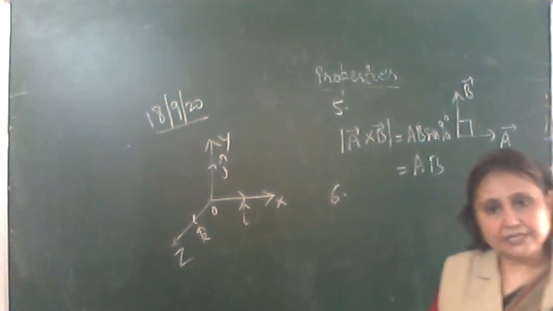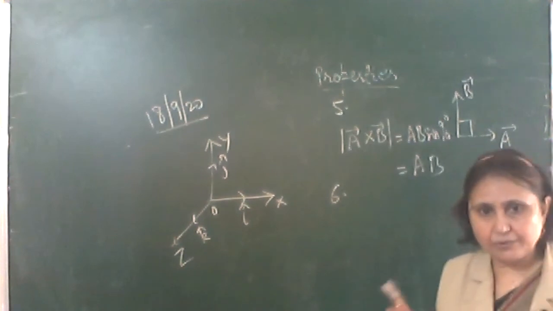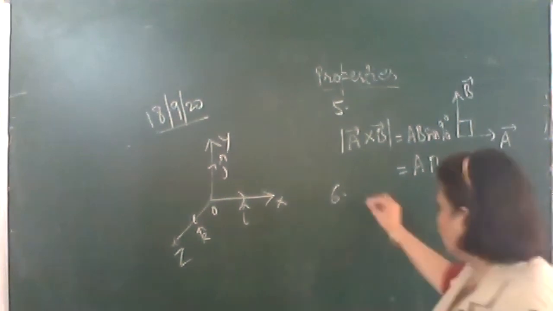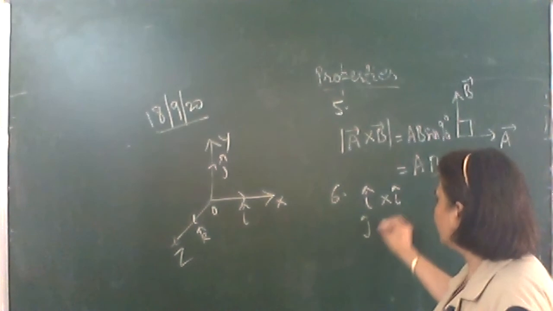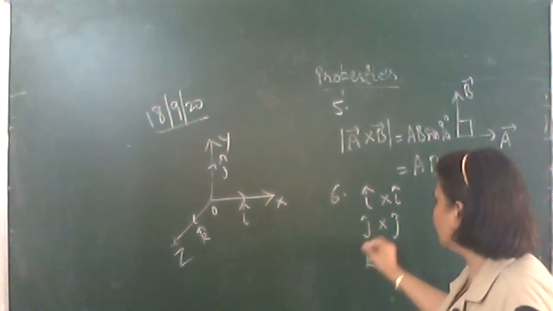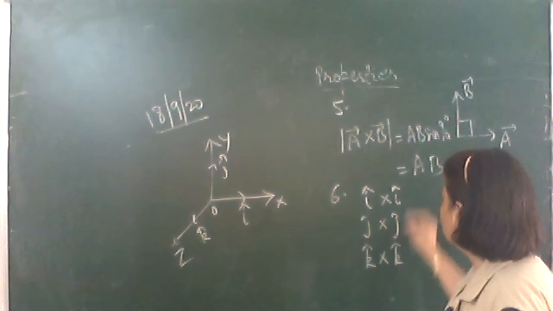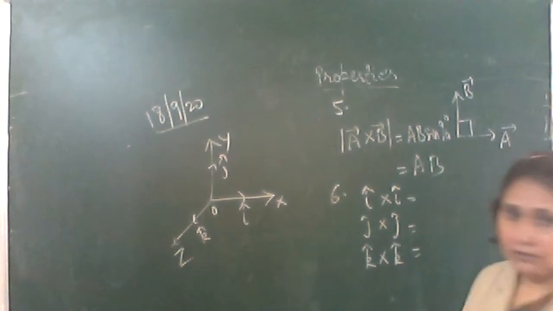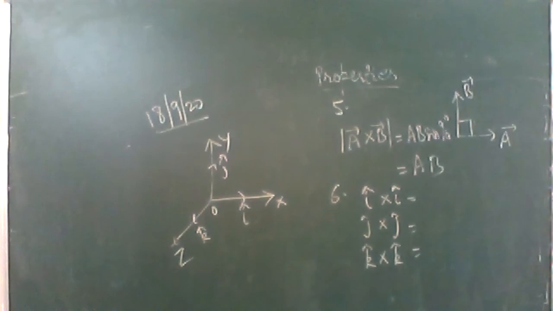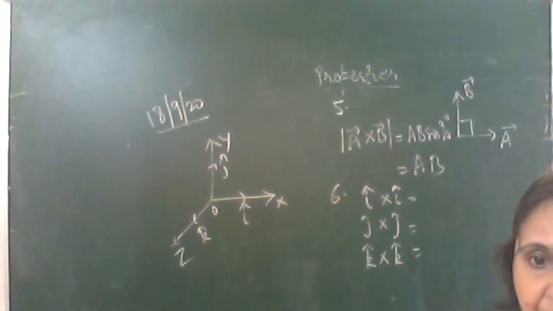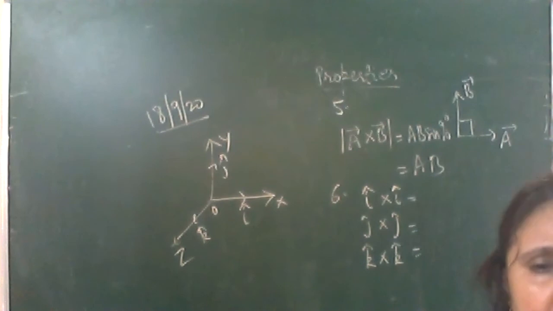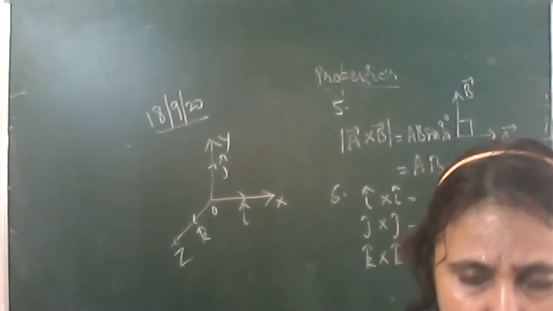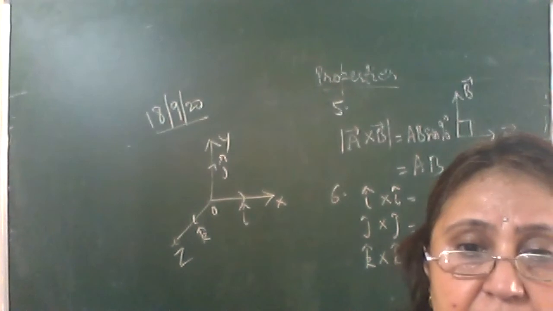Now let's find out the vector product of unit vectors. Let's find out i cross i cap, j cross j cap, and k cross k cap. Write yourself, and after 15 seconds, I'll write the answer, and then you can check whether your answer is correct or not.